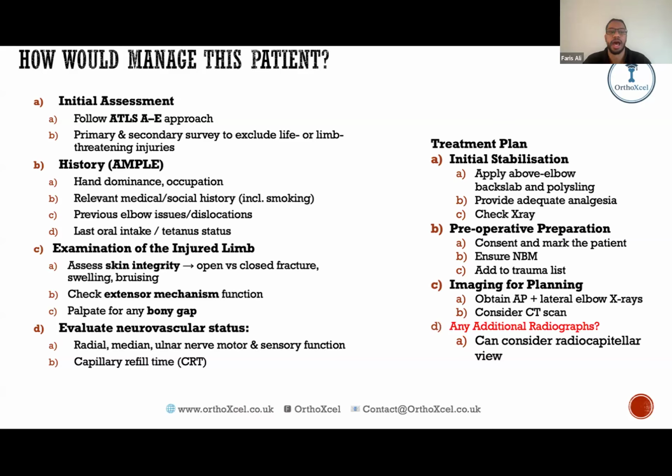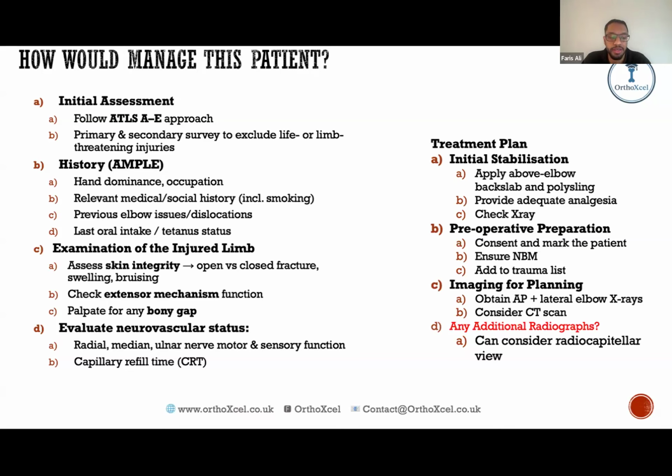So in this kind of scenario, how I would approach it would be like, okay, this is a patient that has likely sustained a high energy mechanism. I would therefore ensure that the patient has been managed according to the ATLS principles using an ABCDE approach, doing a primary and secondary survey to rule out any limb or life-threatening conditions. And once I'm happy it's an isolated closed injury, I'll take a focused AMPLE history, including hand dominance, occupation, social history, smoking status, previous dislocations, and last time he had something to eat and drink.